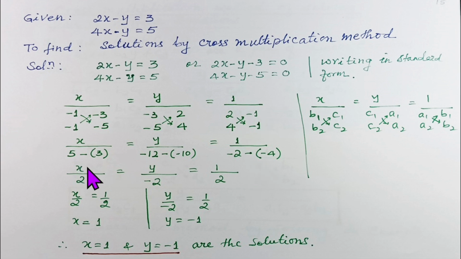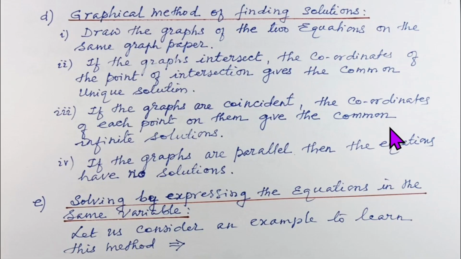We get x upon 2 is equal to y by minus 2 is equal to half. Therefore, by taking the first ratio and the third ratio, we get x is equal to 2 by 2, that is x is equal to 1. Taking the second ratio and the third ratio, y by minus 2 is equal to 1 by 2, therefore y is equal to minus 2 by 2, that is y is equal to minus 1. Therefore the values of x and y are 1 and minus 1. So they are the solutions of the given equations. Remember that.